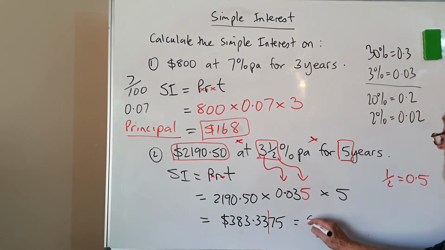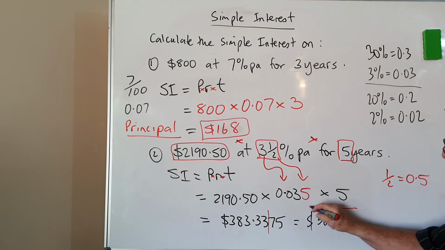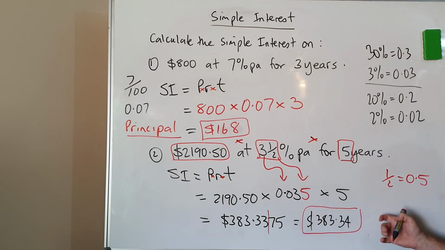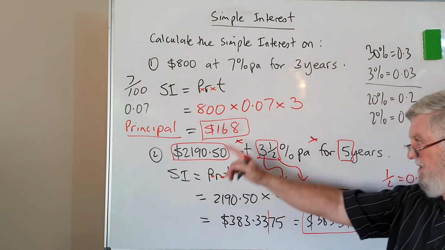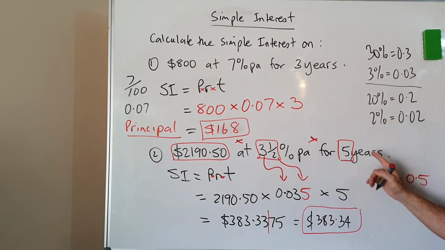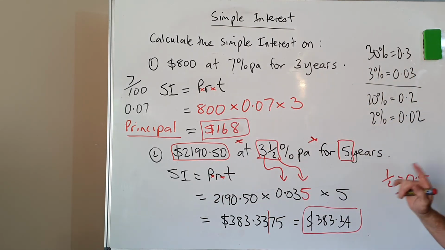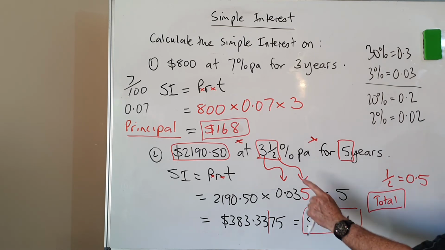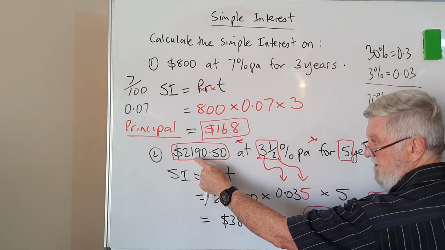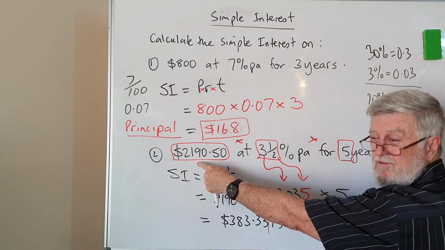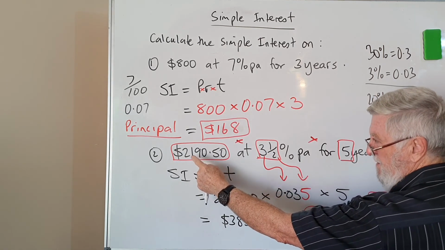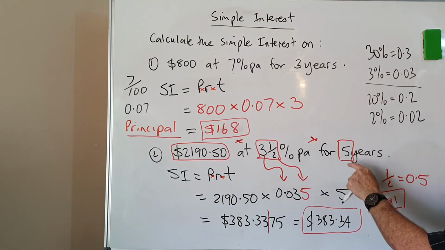So that is $383.34. That's your interest. That's the interest you're going to pay. That's the extra money you're going to pay for borrowing that amount of money at that percentage for that amount of time. Don't forget, they might talk about the total amount. How much did you pay in total? If it was the amount in total, then you've got to add that on to what you started with. So you don't pay the company back $2,190.50. You pay the company back that amount plus that amount over a period of 5 years.